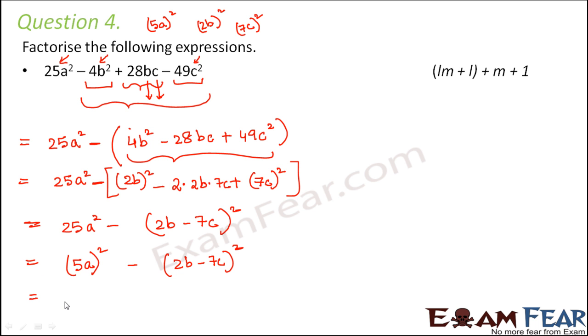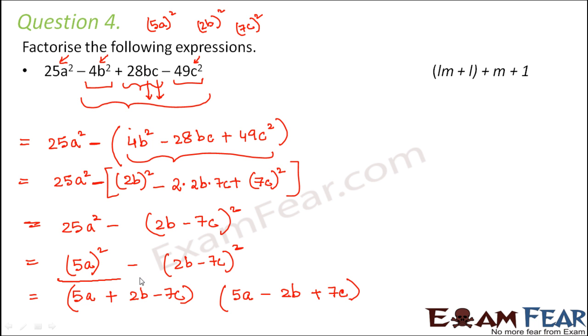So a square minus b square will be equal to a plus b into a minus b. So a plus b into a minus b. So this would be our answer.